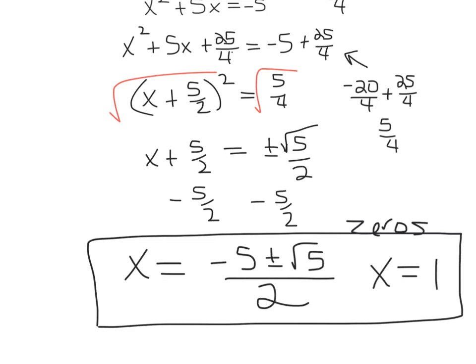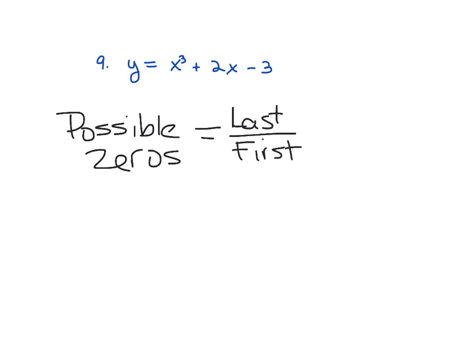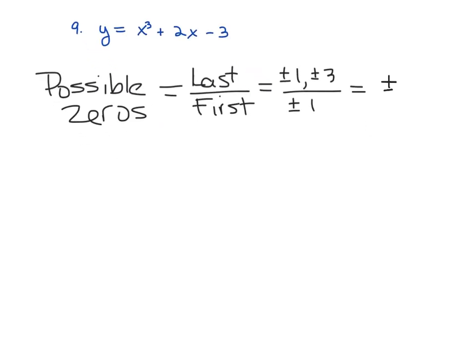Okay, the next one is the same thing, but we're going to get an imaginary 0, and that's fine. So here, again, I need to find my possible zeros. And the way that I find that is last over first. So for this one, factors of 3 are going to be plus and minus 1, plus and minus 3. Factors of 1 are just plus and minus 1. So my possible zeros here are just plus and minus 1, plus and minus 3. So again, when I start my synthetic division, I either need to use 1, negative 1, 3, or negative 3.